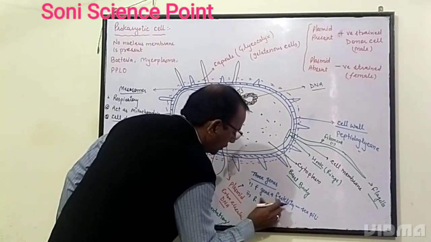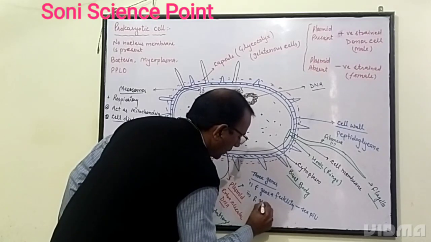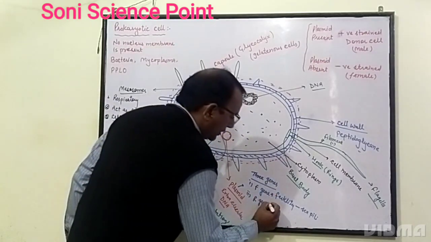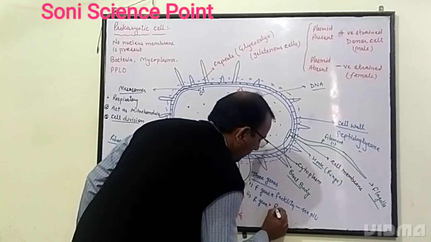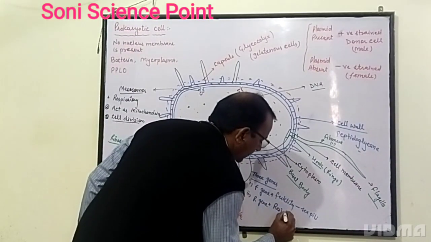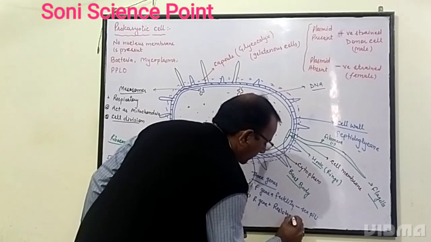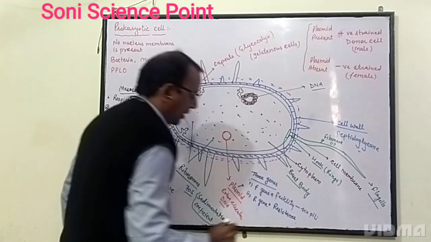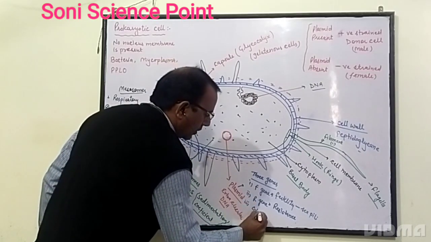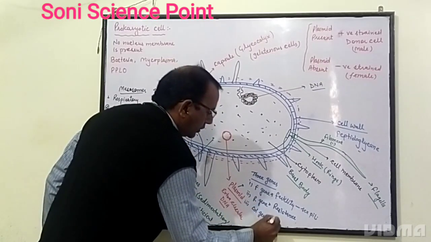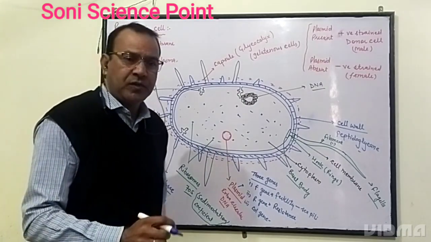R genes provide the resistance. This gene provides resistance or resistivity. And third one is Col gene. Col gene provides resistivity or resistance.